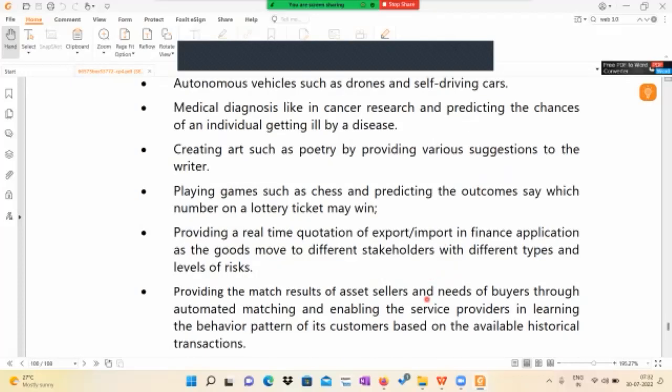Providing the match results of the assets and asset sellers and needs of the buyers through automated matching. So it is based on the behavioral pattern of the customers from available historical patterns. What the sellers used to do is identify the buyer's pattern, and accordingly they used to do the marketing of the goods or services.